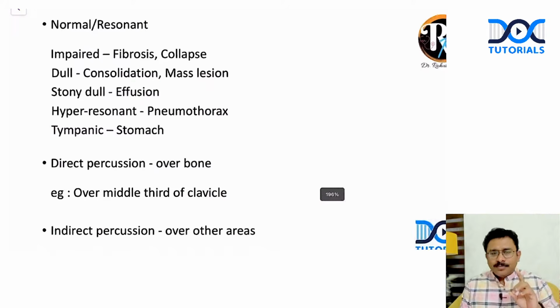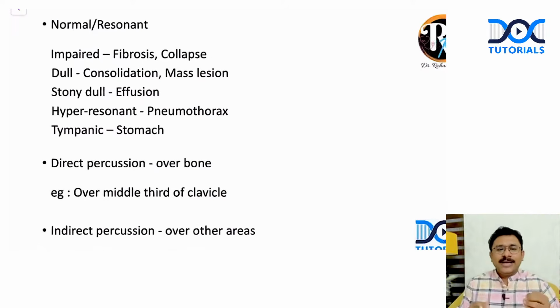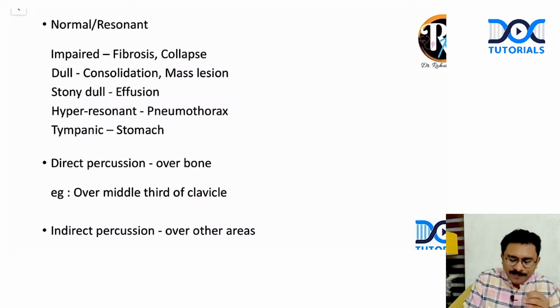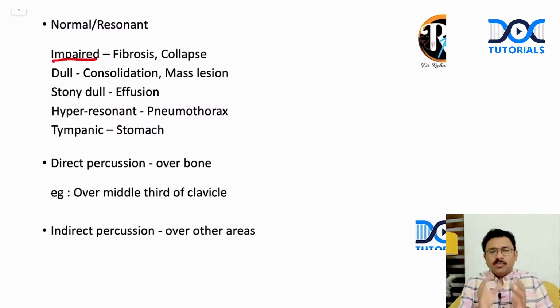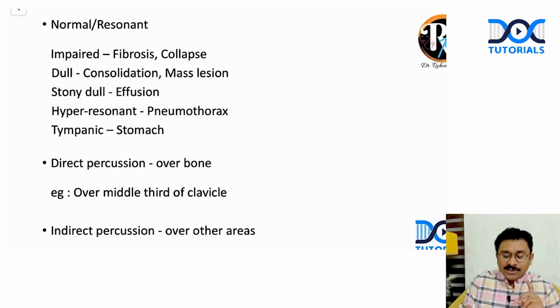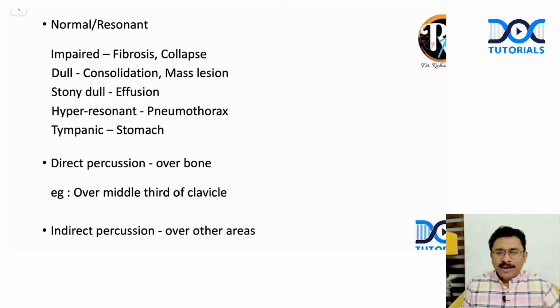Now again, you must know that the normal resonance is simply called resonant. Now, impaired occurs in fibrosis and collapse. Dull occurs in consolidation and mass lesion. Now, what is the basic difference between impaired and dull? Impaired is something that is between the normal and dull. That is what you call impaired, between the resonance quality of a normal and dull. So impaired is in fibrosis and collapse, and dull in case of consolidation and mass lesion.